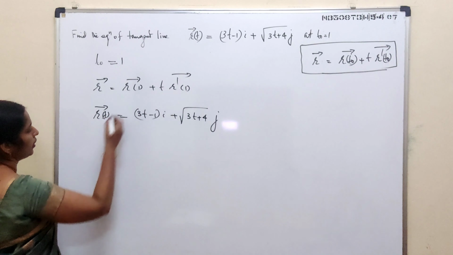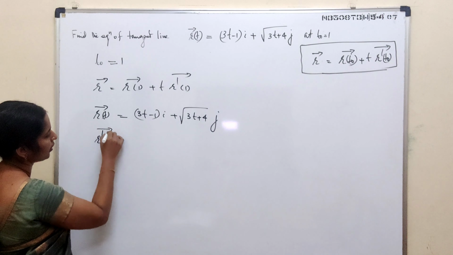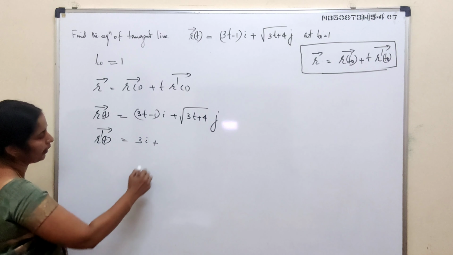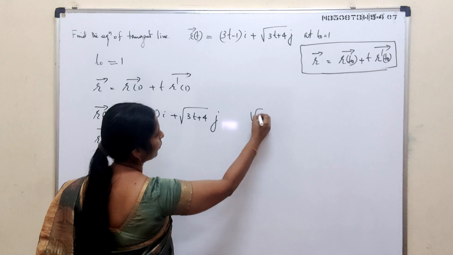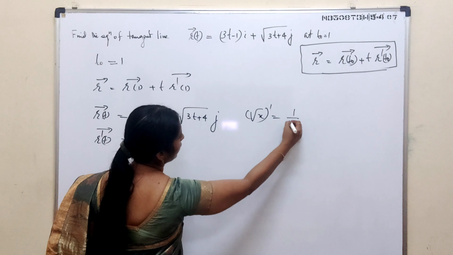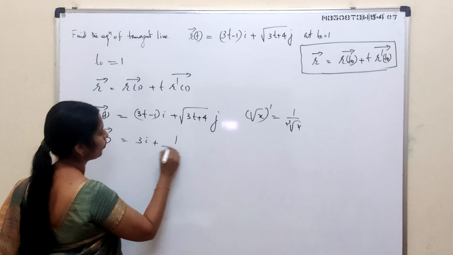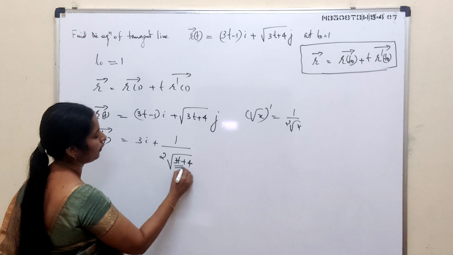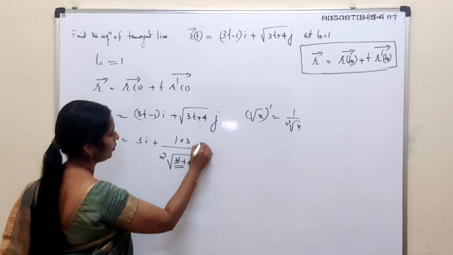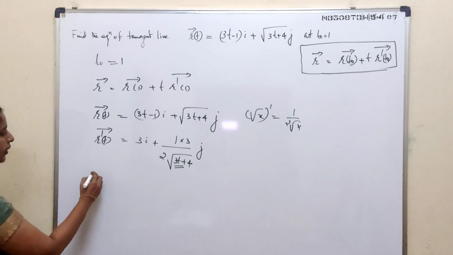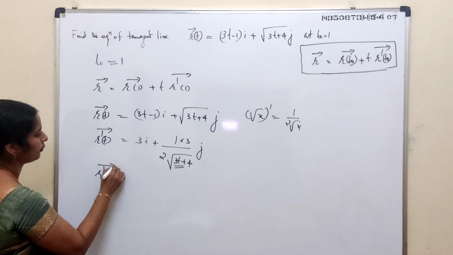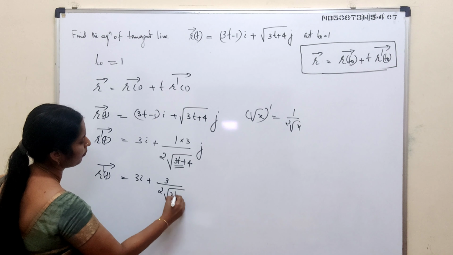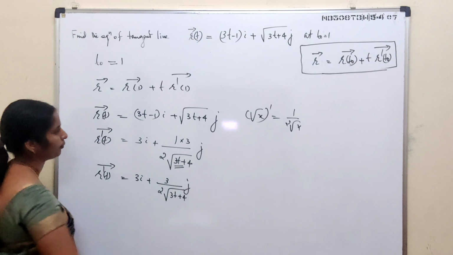Next we have to find r dash (t). The derivative of 3t minus 1 is 3, so 3i plus the derivative of root(3t plus 4). What is the derivative of root x? It is 1 by 2 root x. So its derivative is 1 by 2 root(3t plus 4) times the derivative of 3t plus 4, which is 3. That is, r dash (t) is 3i plus 3 by (2 root(3t plus 4)) j.